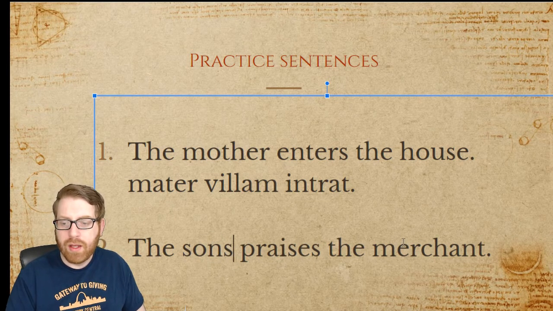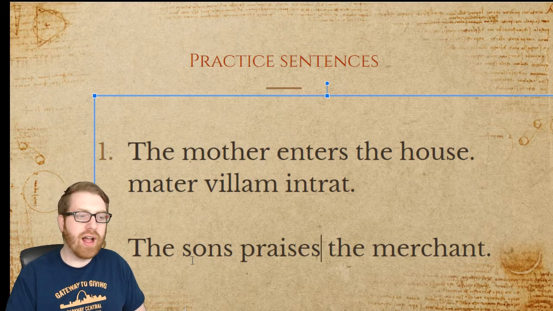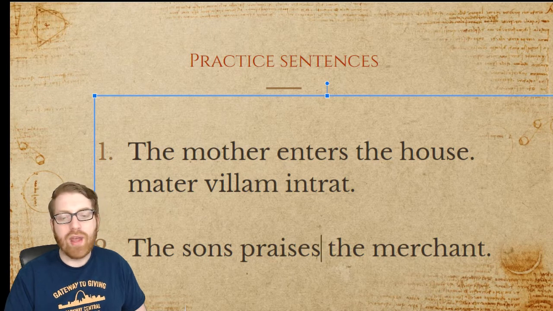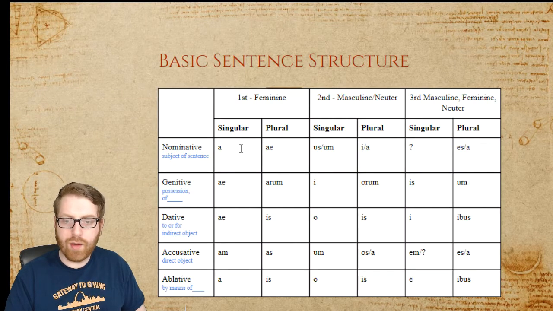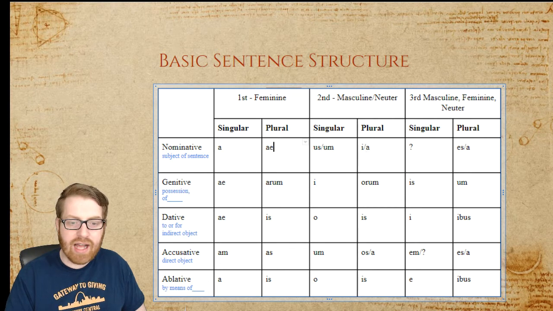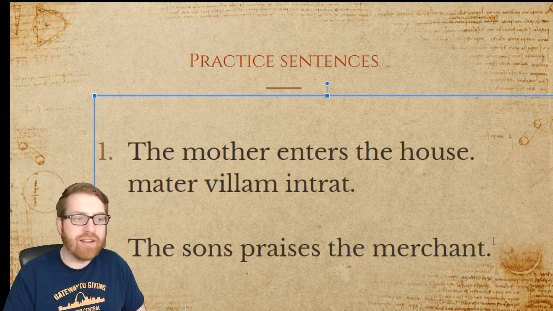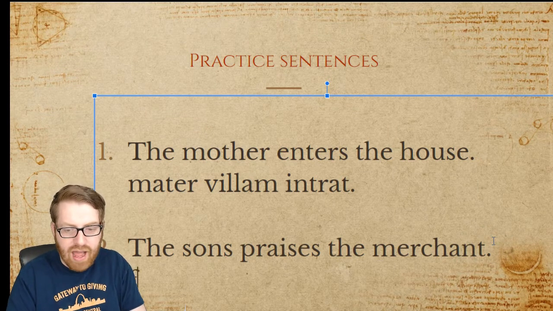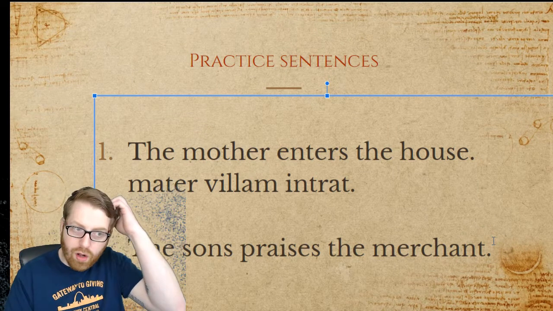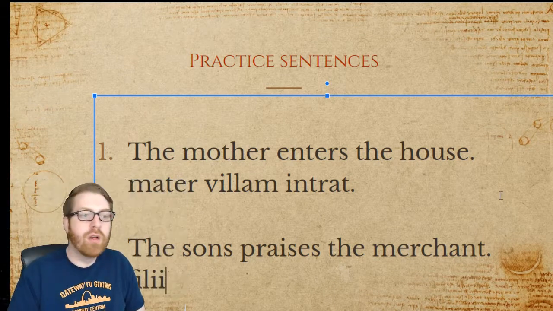All right, let's go down to the second one here. Let's make it plural. All right, so we have praises. That is our verb. The son praises the merchant. So when we think about who's doing that action, we realize that it is the sons. We have plural sons. So we're going to be looking at the plural category. So A, E, I, or E, S. We hopefully will remember that the word for sons in Latin is filius. It's masculine. So then when we make it plural, it ends in an I.